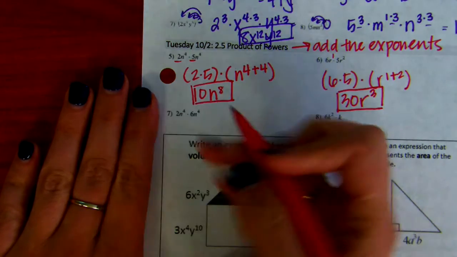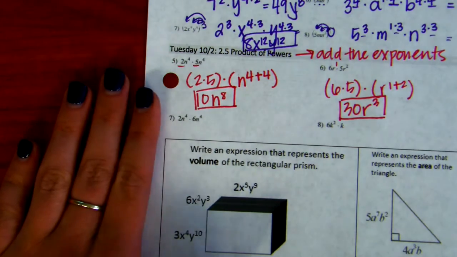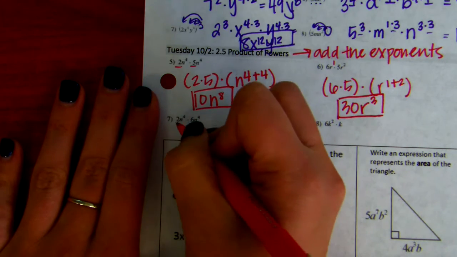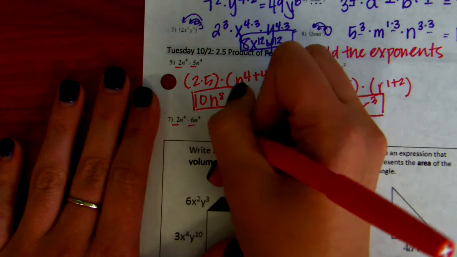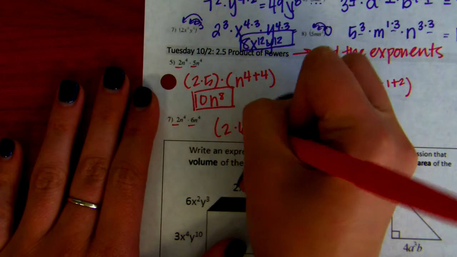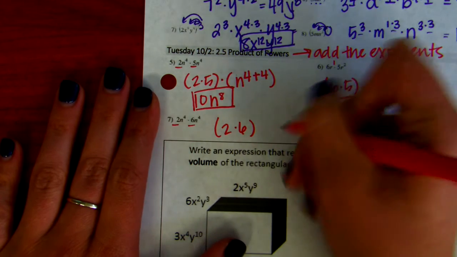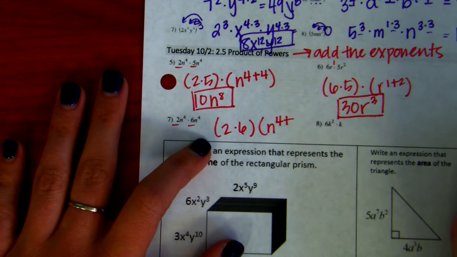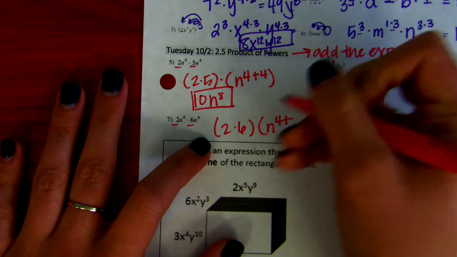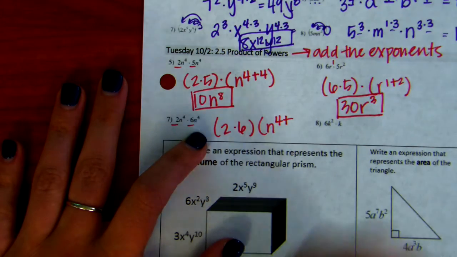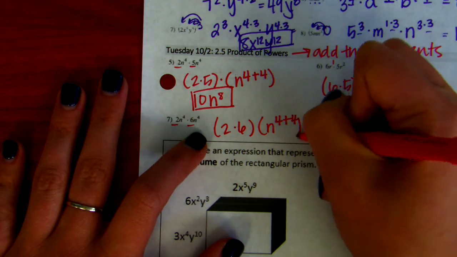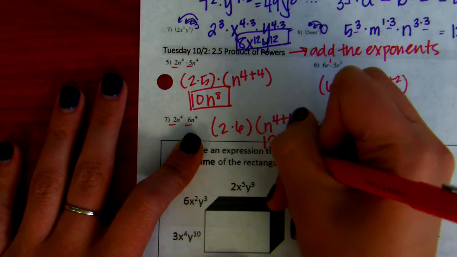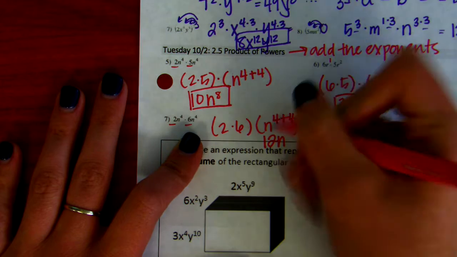Number 7. 2n to the 4th power times 6n to the 4th power. What are my two coefficients that I multiply together? 6 and 2. And n to the 4th power plus, what is my other one? 4. 2 times 6 is 12. N to the 8th.